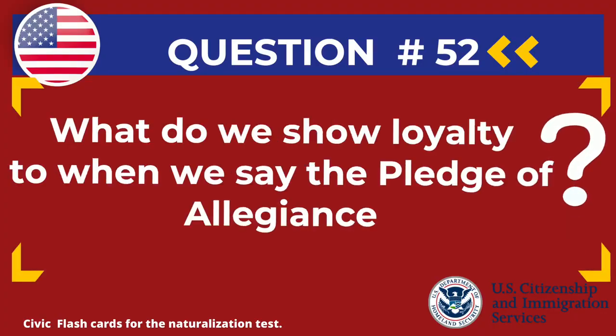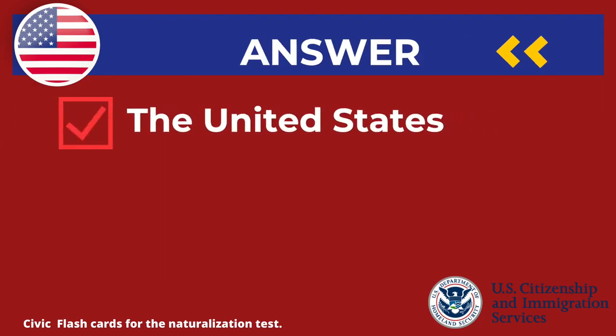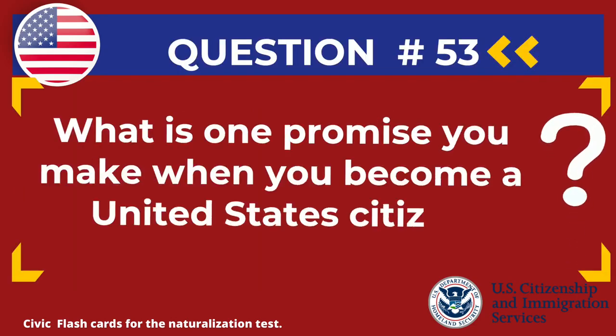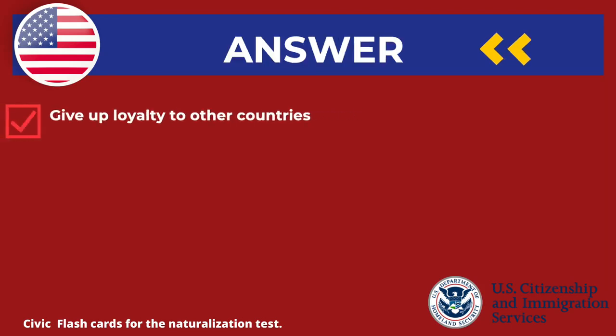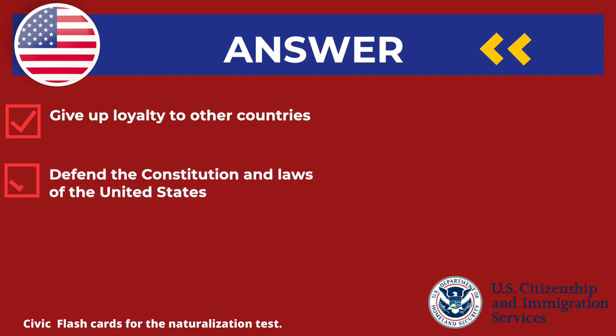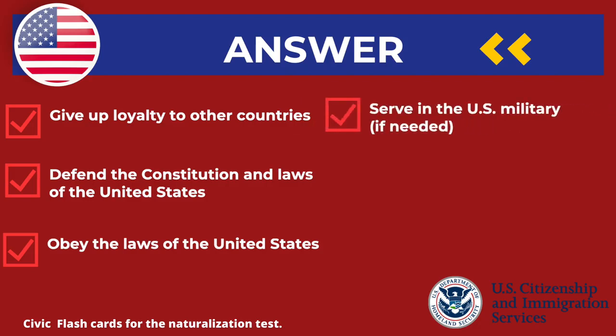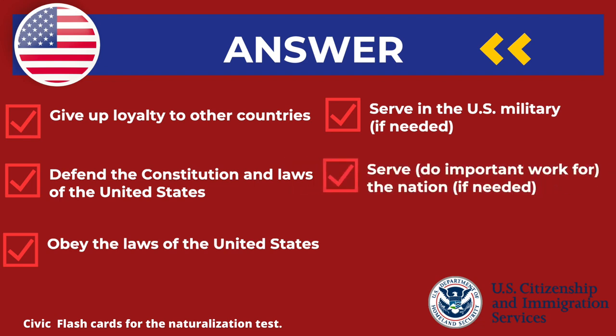What do we show loyalty to when we say the Pledge of Allegiance? The United States. The flag. What is one promise you make when you become a United States citizen? Give up loyalty to other countries. Defend the Constitution and laws of the United States. Obey the laws of the United States. Serve in the U.S. military if needed. Serve, do important work for the nation if needed. Be loyal to the United States.